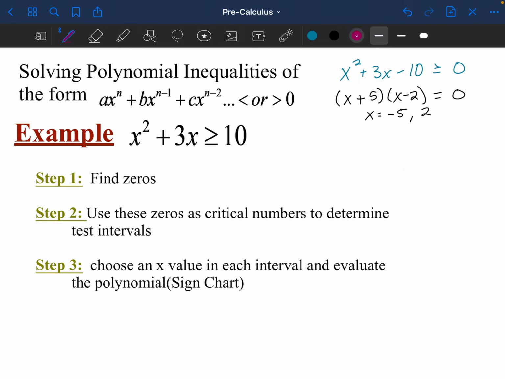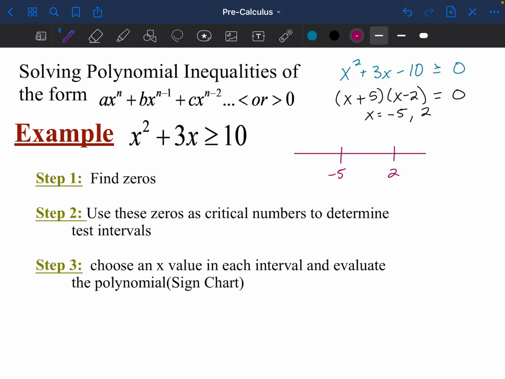So using these values onto step 2, these are what we call critical numbers, and we're going to use them to create test intervals. So I'm going to create a sign chart. It's a little number line, at negative 5 and 2. And I want to choose numbers to be my tester numbers.